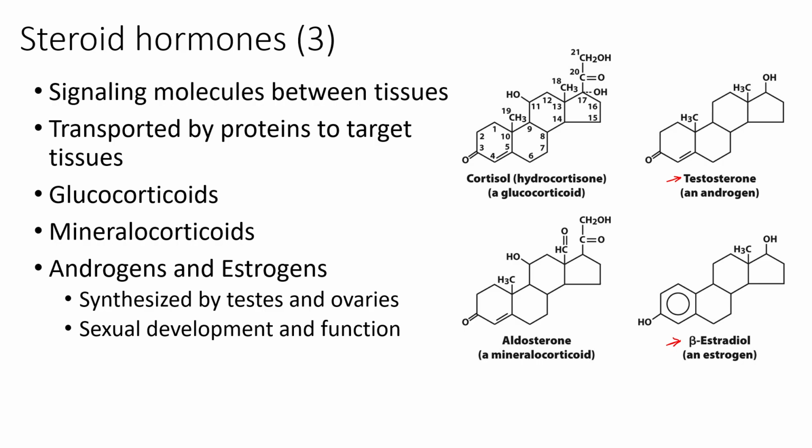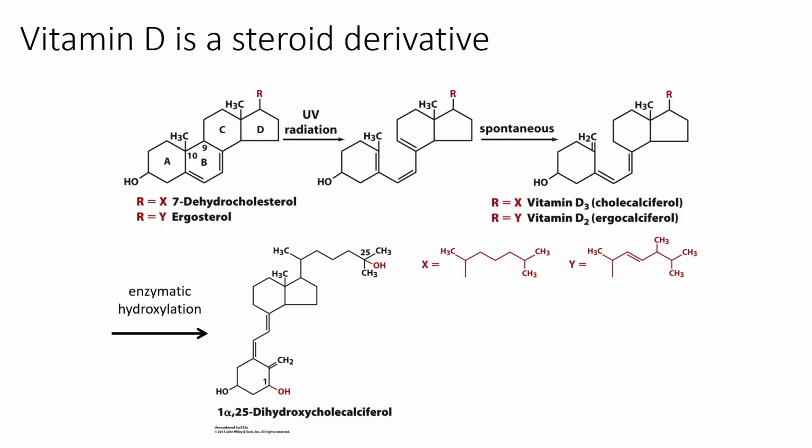Looking at all four of these structures now, you can see how similar their backbones are, but how different the other components that have been added on are. Androgens and estrogens are synthesized by the testes and the ovaries, and they are really important for our sexual development and function. Keeping on this theme of steroids, now we're going to talk about vitamin D, which is also derived from steroids.